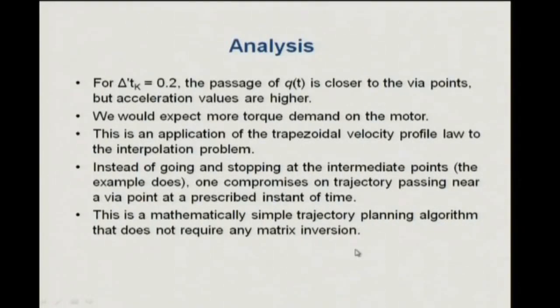In this process, so this is the summary of that. With tk prime delta tk prime 0.2, qt gets closer to wire points. So, you would expect more torque demands from the motor, which is not good, and we are essentially applying trapezoidal velocity profile law to the interpolation problem. The only thing that it is doing is that instead of stopping at the intermediate points, we are just going smoothly through it. So, instead of saying, okay, if you are given 6 points, you start here, stop here, start here, stop here, start, stop, that is what doing the single step trapezoidal thing would have done. This is quite simple and does not require matrix inversion.